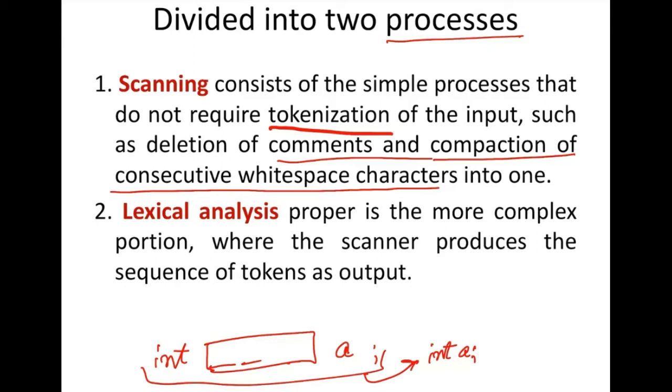But the scanning process does not do it. The scanning process's task is just to scan the input one by one and check that each of the symbols written in the source code is valid. In your C source code, you cannot put many special characters, right? So when the scanner is going through, it reads character by character, symbol by symbol, and it can detect this kind of error. And lexical analysis proper is the more complex portion of the lexical analysis phase, where the scanner produces the sequence of tokens as output.